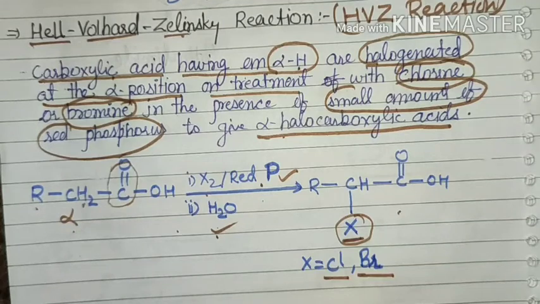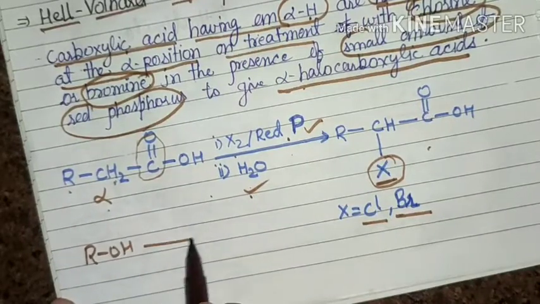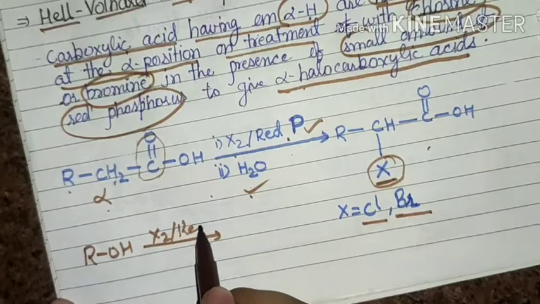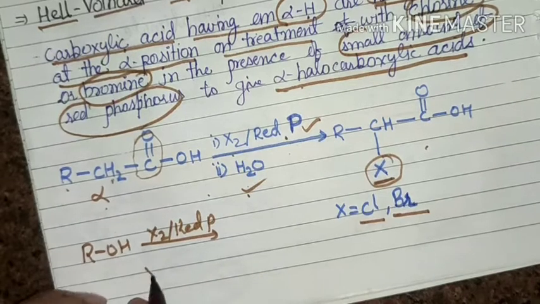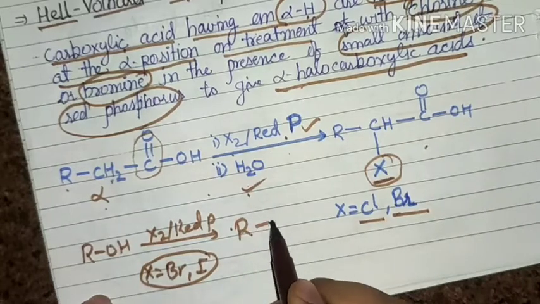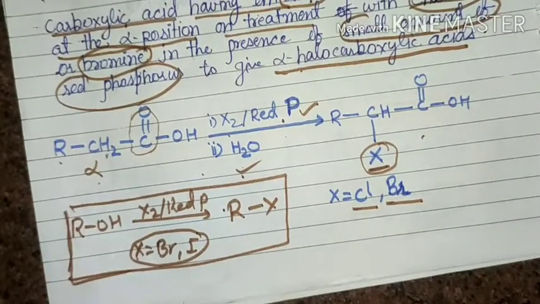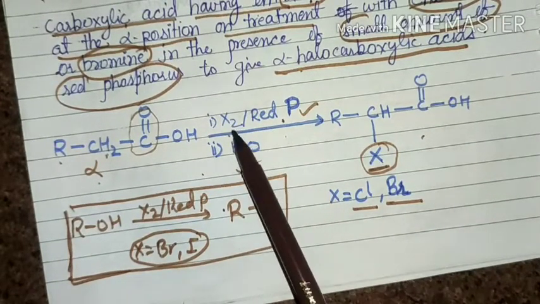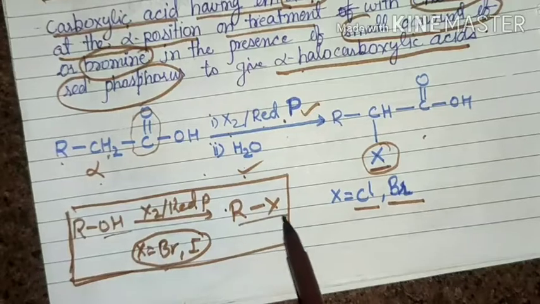You know one more reaction about red phosphorus and X2. In the very first chapter you learned that alcohol reacts with X2 in the presence of red phosphorus, where X is equal to bromine or iodine. This is the condition here, and it converts into RX. You read this reaction in the very first chapter in the preparation of alkyl halide. So the same reagent, X2 and red phosphorus, but here is no second step. Alcohol just converts into the alkyl halide.